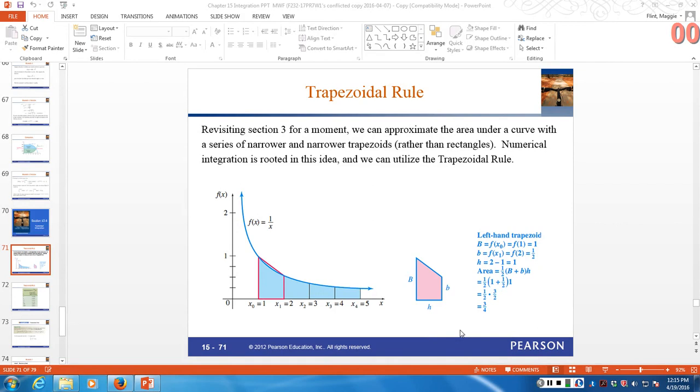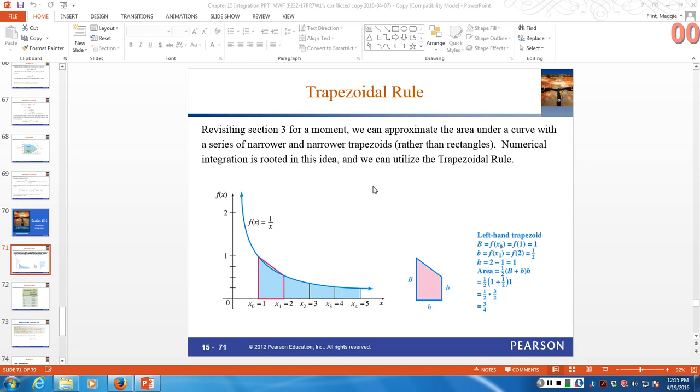Thinking back to section 3, when we were approximating the area under the curve with a series of smaller and smaller rectangles, we did right rectangles, left rectangles, midpoint rectangles. You could have also done trapezoids. We didn't really talk too much about those, but a trapezoid is an even better fit, because you don't have part of it left out and part of it left in. It gives a better approximation.